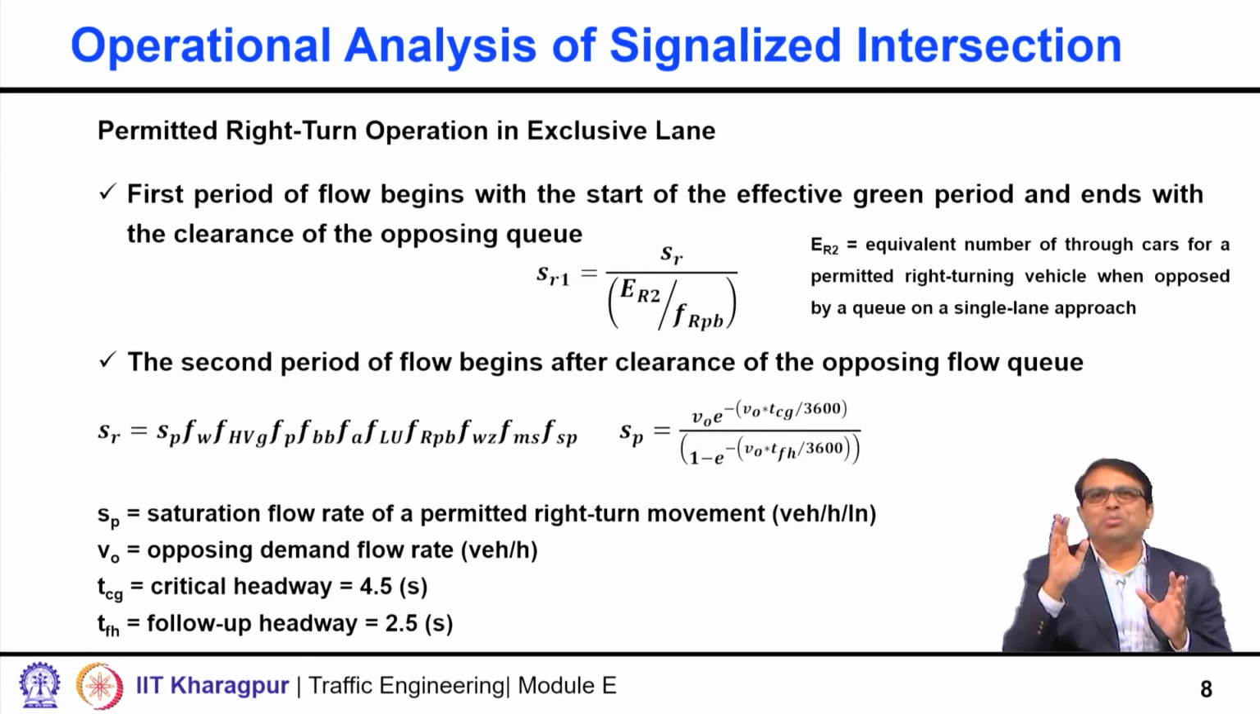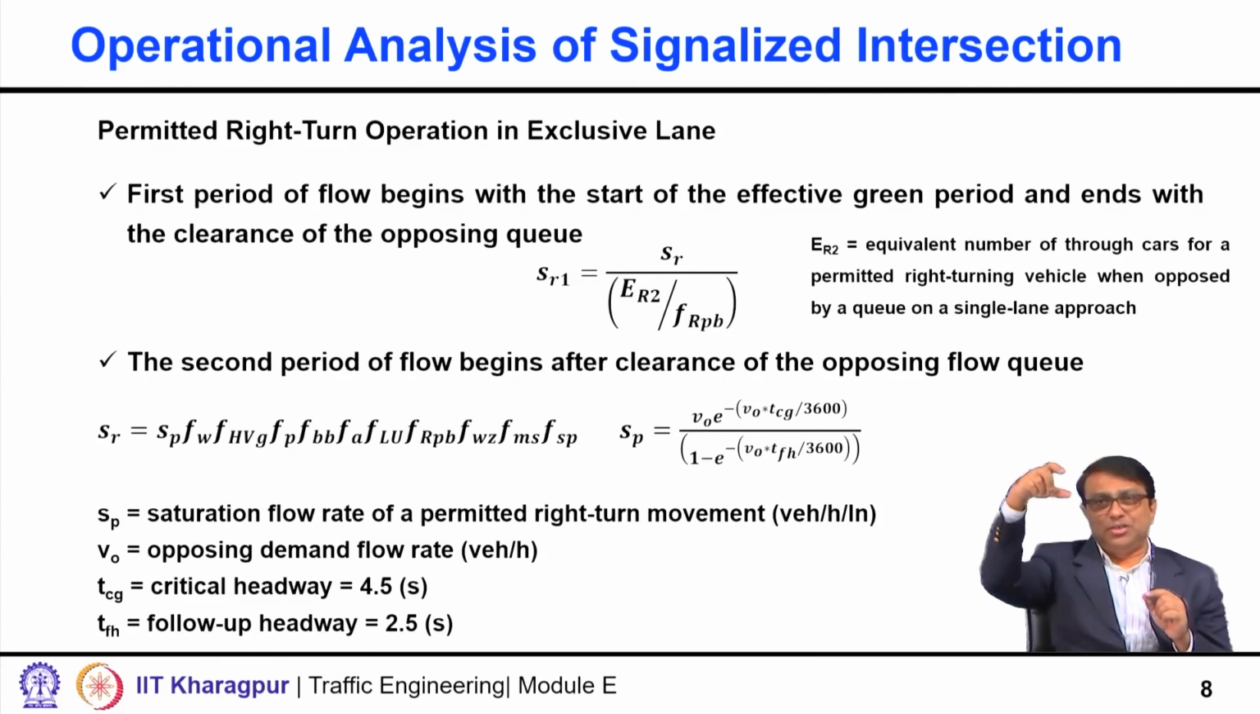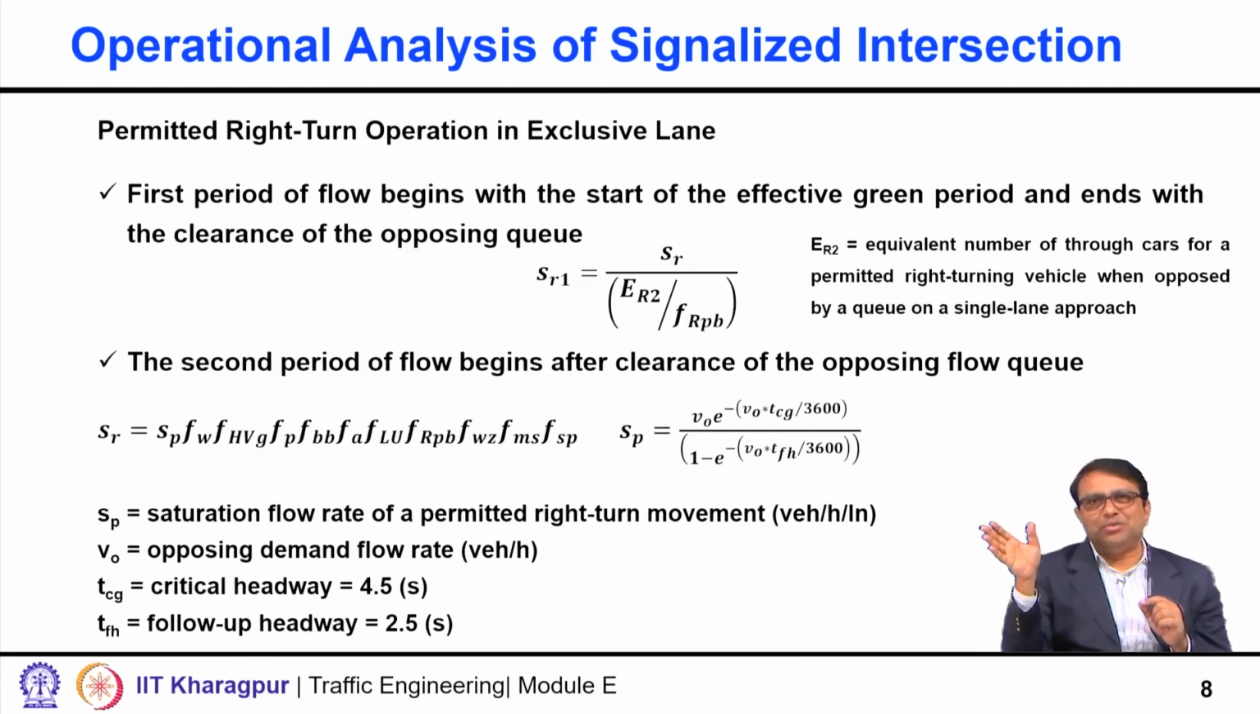Now, when the opposing through movement happens, two possibilities are there. The first is that the flow period begins with the start of effective green and ends with the clearance of the opposing queue, because during red the opposing straight moving vehicles were waiting in a queue. So what happens when the queue is there? One vehicle after another will come. At that time, the opportunity for the right turn, or the saturation flow, will be very different from the saturation flow during the subsequent period of green.